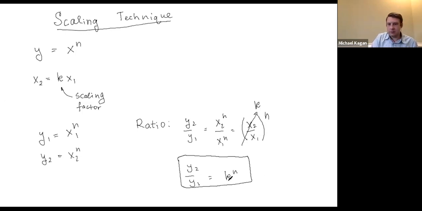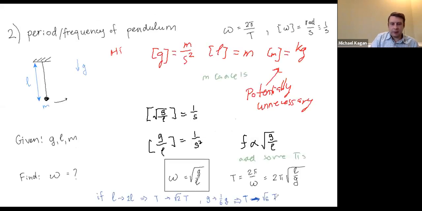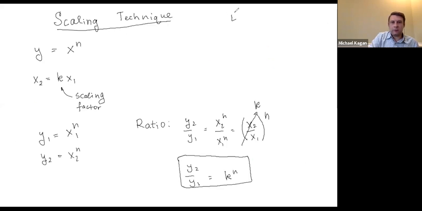Is this clear? If you look back at the previous slide, what was the power n in the period for L? So if we say that T of the pendulum is proportional to L to what power? Okay, Leon says 1/2. So n is 1/2.